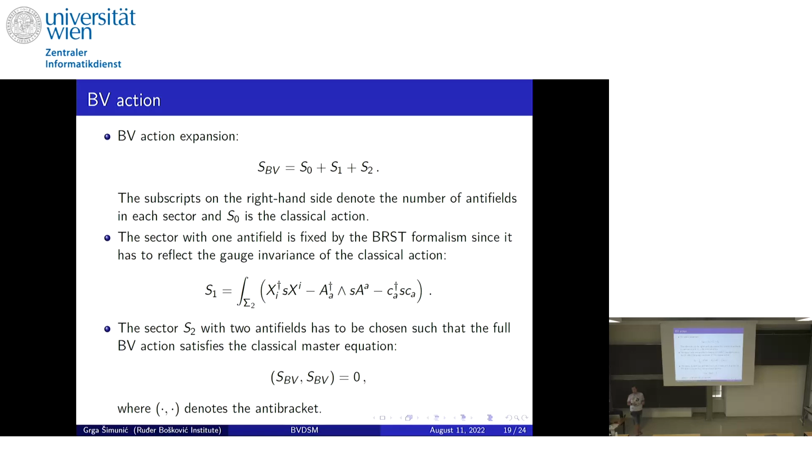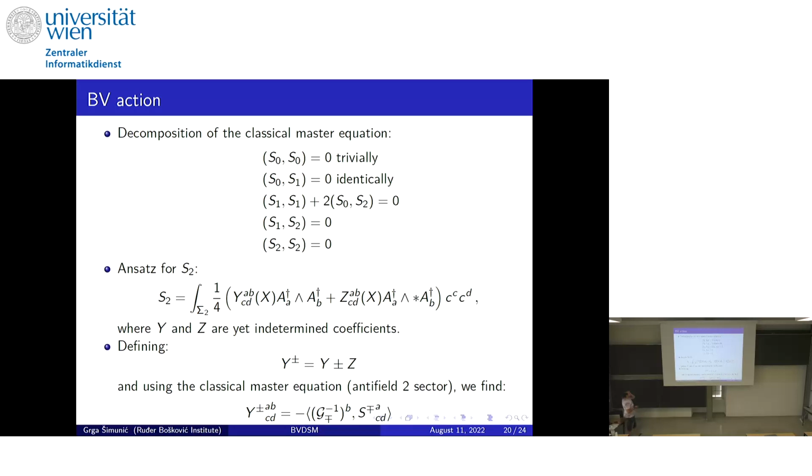And what we do is we decompose the classical master equation into sections depending on the number of anti-fields. So we have the first, S0 with S0 has to vanish, which is trivially true because S0 contains no antifields. S0 with S1 vanishes identically, because of the gauge invariance. And then we are left with these three equations.